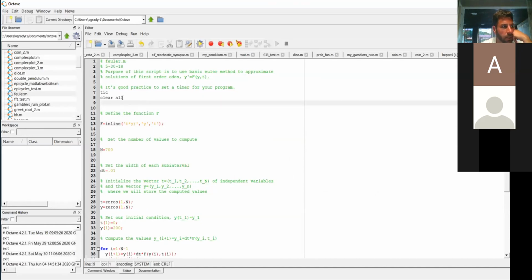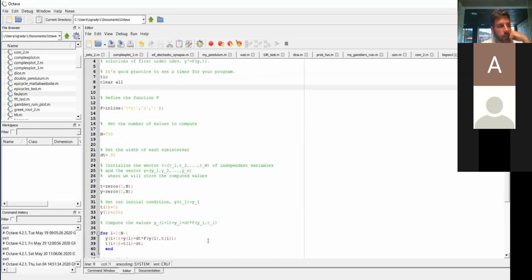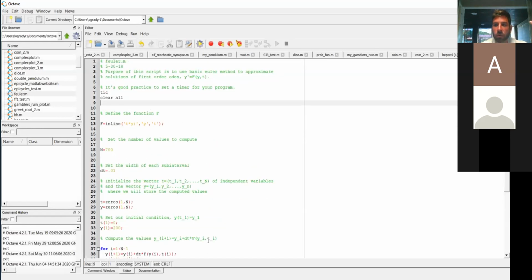And so what I like to do is set a timer. To set a timer, you put TIC at the top and then TOC at the end. This is very useful later on to tell you how long it's going to run to do all the computations. And you'll see that I need to define my function. One of the ways we can define a function in Octave or in MATLAB is like this. Here's my F. I have to give it this inline command. That's just what it does. And then you'll notice I have a comma, and after the comma, I give what the variables of my function are. My variables are y and t.